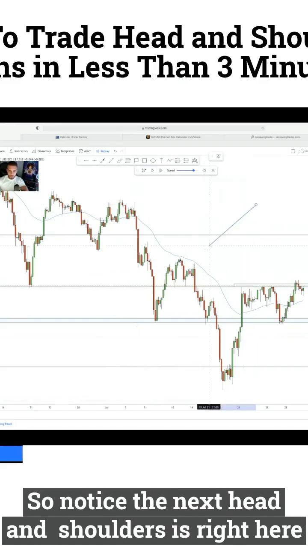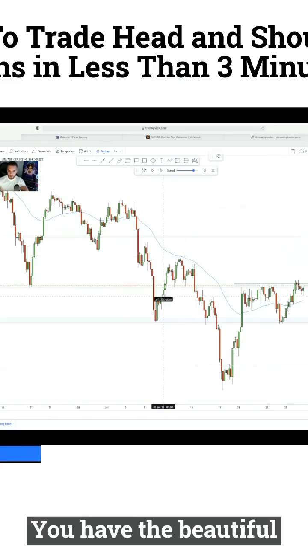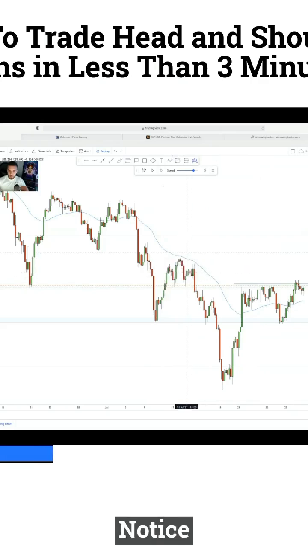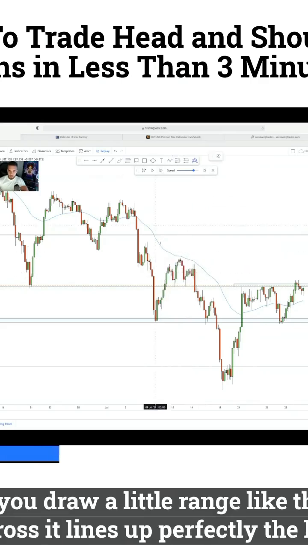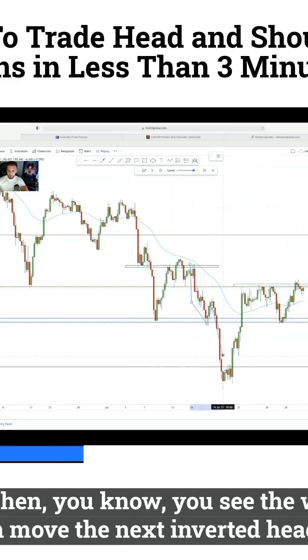So notice the next head and shoulders is literally right here. This is what I call a perfect and ideal head and shoulders. You have the beautiful left shoulder that lines up perfectly with the right shoulder. Notice if you draw a little range across like this, it lines up perfectly. The left and the right shoulder are rejecting off of the support level. Break of it, and then you see the whole move downward.